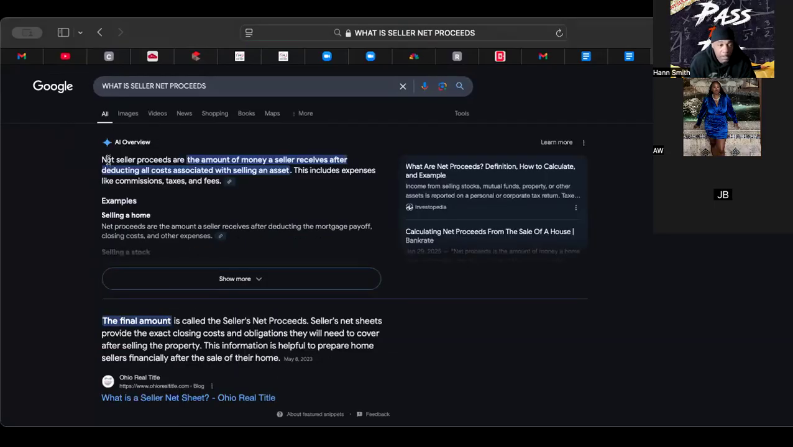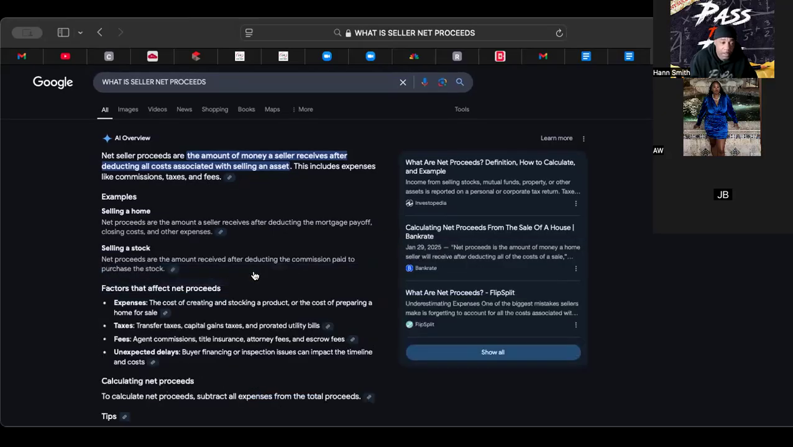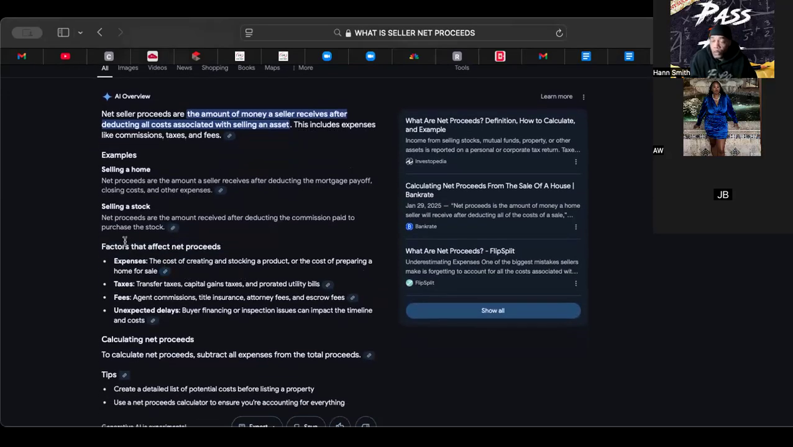All right. Net seller proceeds are the amount of money the seller receives after deducting all costs associated with selling their property. This includes commissions, what you and I make to sell a property, property taxes, and other fees like closing costs, like title work, transferring the property, and stuff like that. So here, let's see here. So really the way I want y'all to remember selling net proceeds is how much it's going to cost for the seller to sell a house. How much is that going to cost?